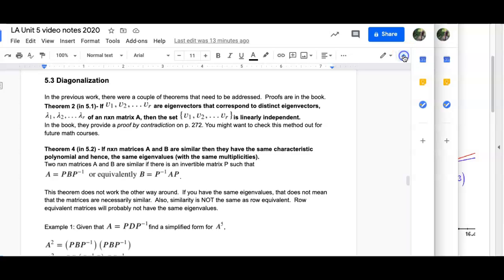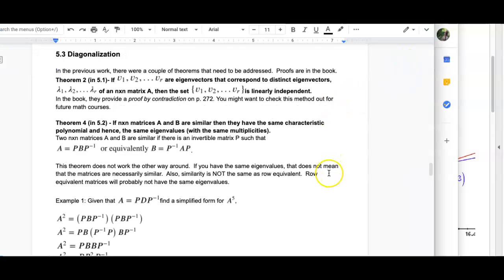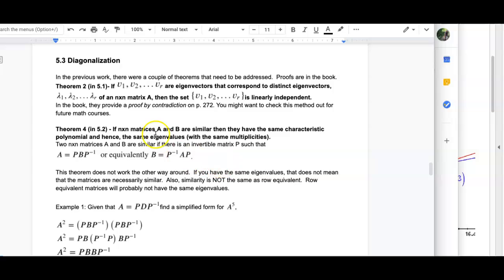Hi, we're going to do 5.3 in linear algebra, diagonalization. So in our previous work, we had some theorems that we kind of skipped over, but we need to address them. Proofs are in the book.